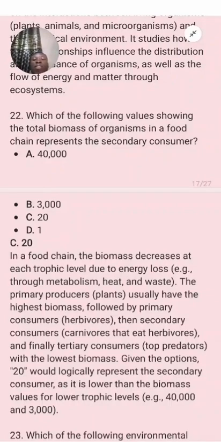And then we always have eventually the tertiary consumers, which are the top predators. So they are the ones with the lowest biomass. So the correct option here will be 20, from that order: producer, primary consumer, secondary consumer.